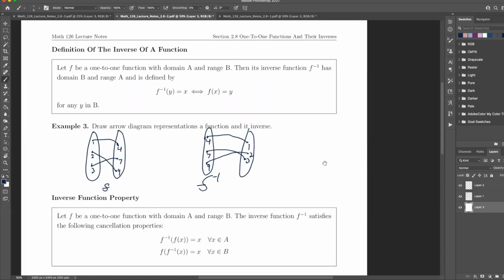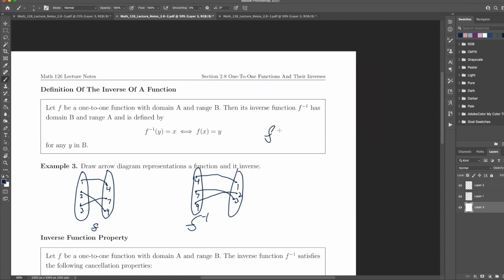Okay, please note that we write f inverse, and this does not equal f of x raised to the 1 over x, or f raised to the negative 1 power. Often that can cause that to be true, but it's not always true. So please note that these are two different operations. The inverse is not the function raised to the negative 1 power.